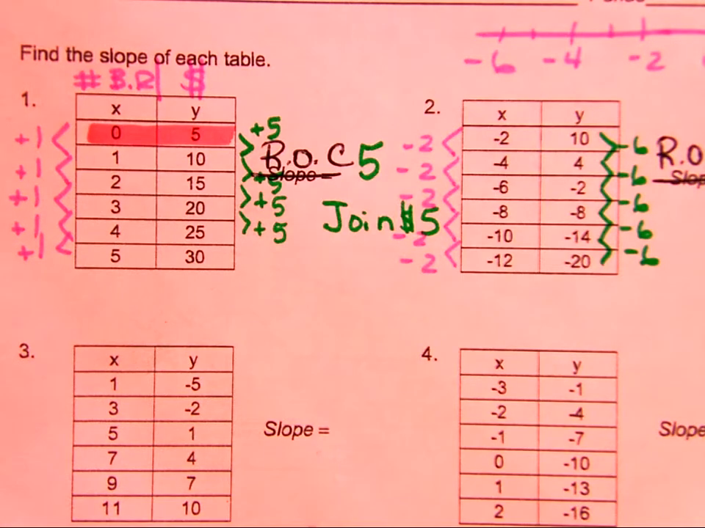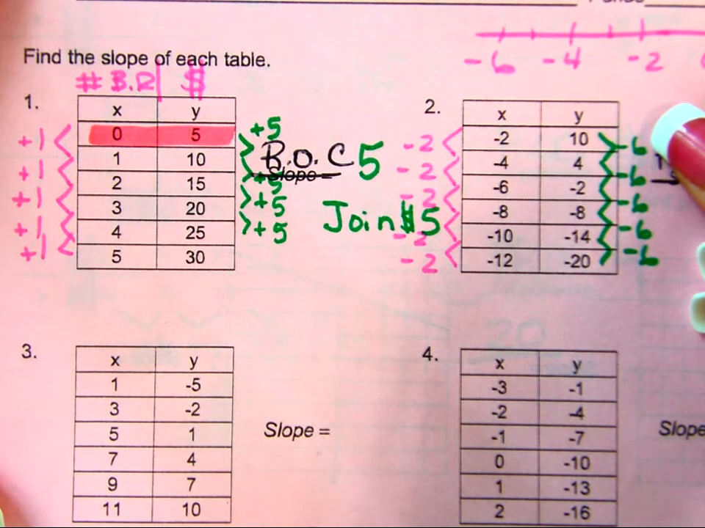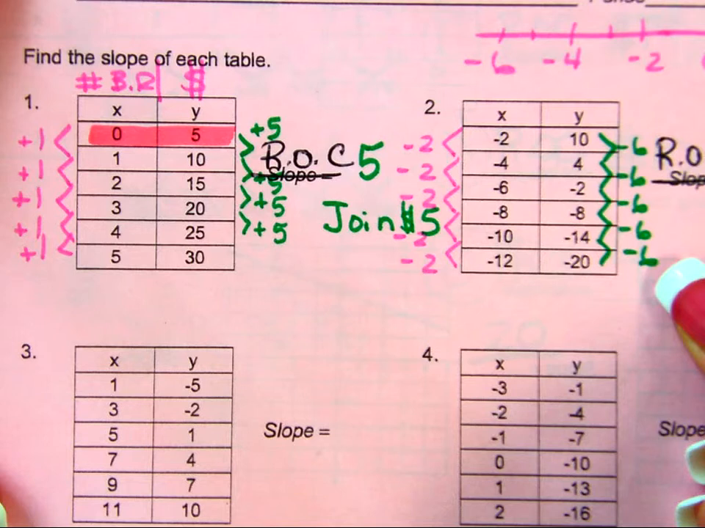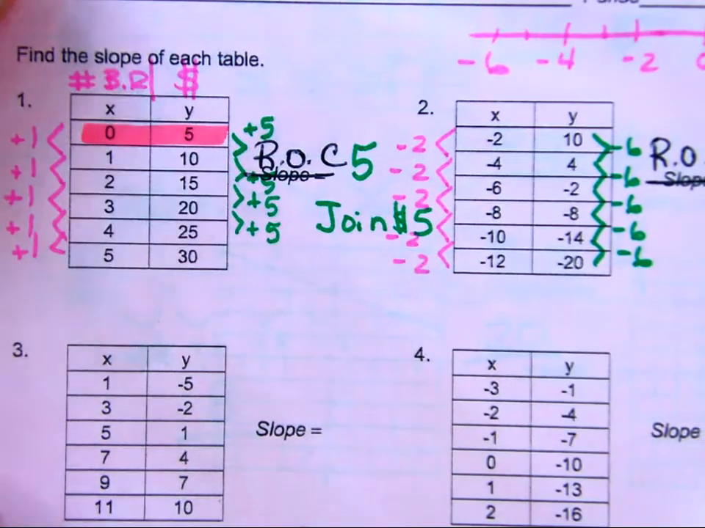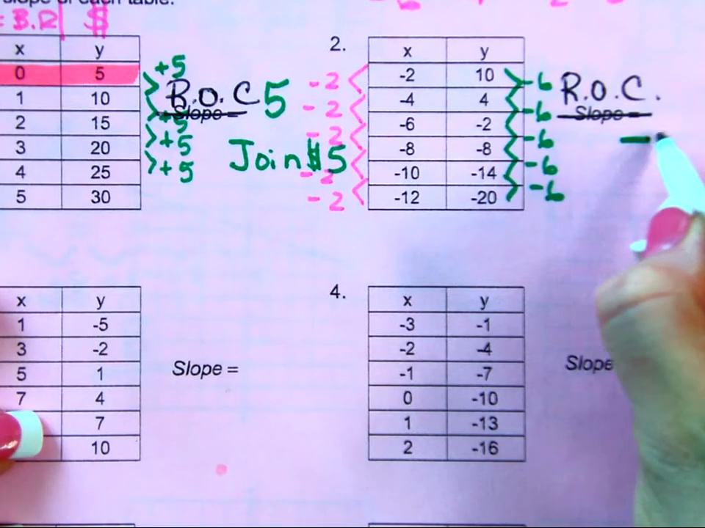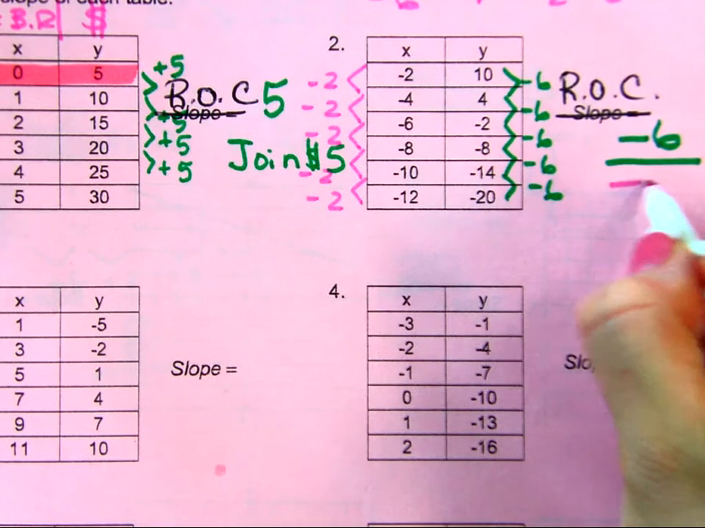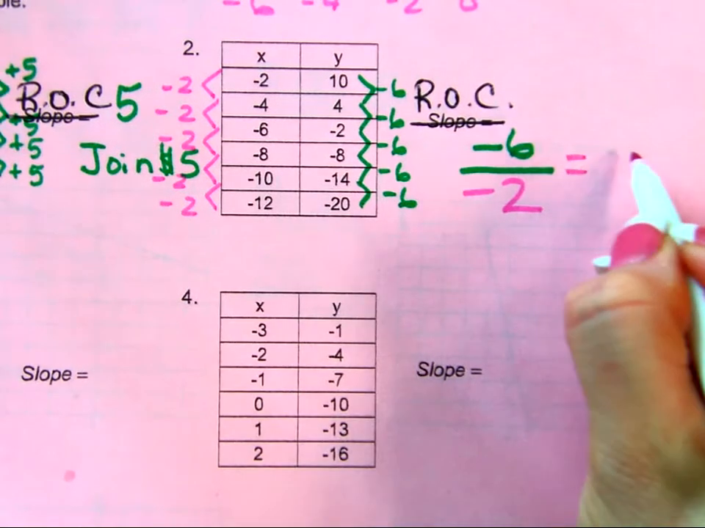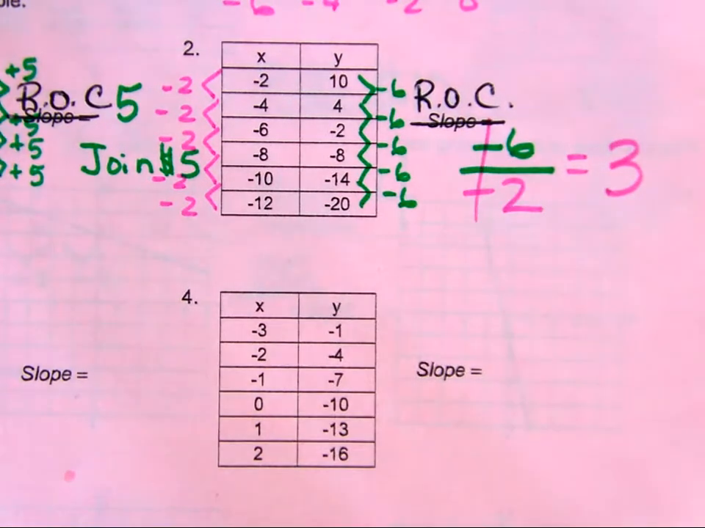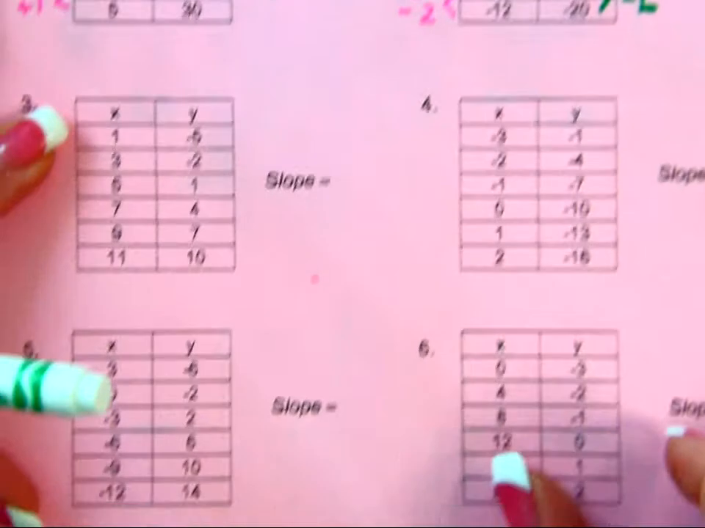Listen, when that doesn't work, don't divide the y by the x, divide the change in the y's by the change in the x. So look, the y's are changing by -6, the x's are changing by -2, and -6 divided by -2 is +3. Guys, it's still y divided by x, except this time it's the change of y. Got it? Let's do this one.